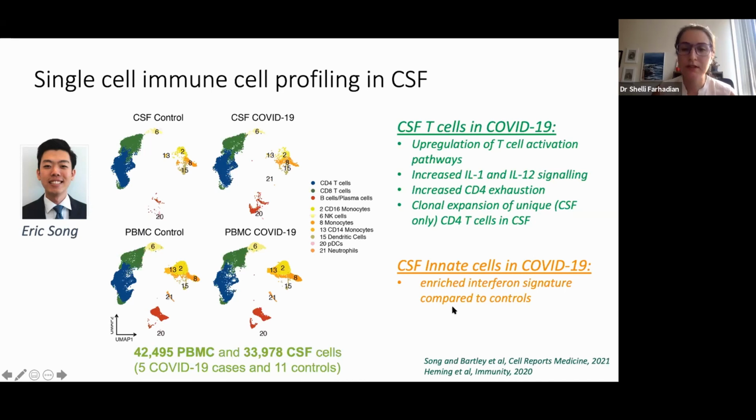And when we separately looked at the innate immune cells in the CSF, we found an enriched interferon signature compared to controls. I want to highlight that these are findings that differentiate the CSF from the blood and really suggest that there may be divergent or compartmentalized immune responses occurring in the central nervous system in the context of this systemic infection.